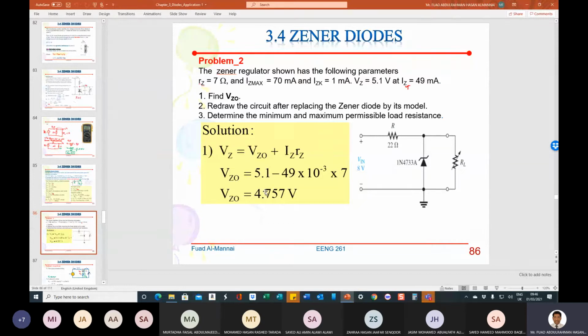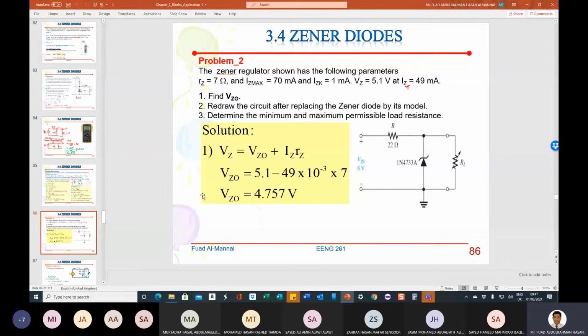So the first thing is we're going to calculate VZO. As in this example, he said find VZO, and we know how to find VZO. We said VZ is equal to VZO plus IZ times RZ, where IZ in this case is IZT. Substitute, and you'll find VZO is equal to 4.757 volt. That's constant, it will not change. Everybody get that? VZO will not change, it will stay like this through the whole problem.